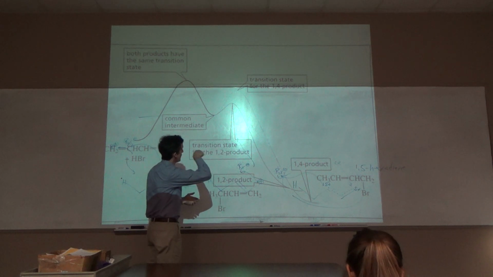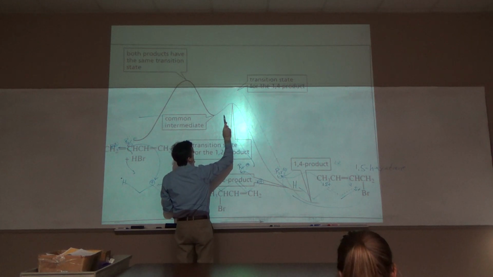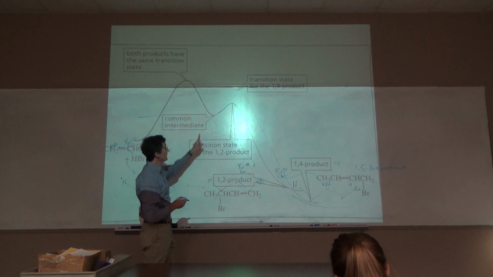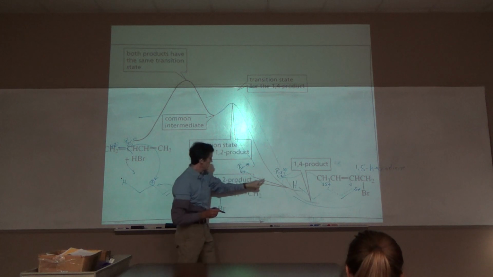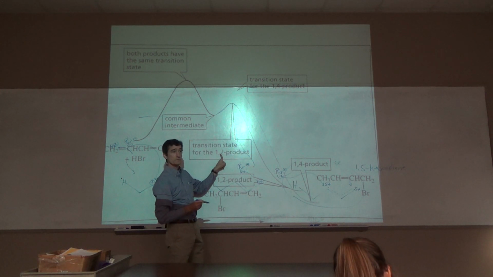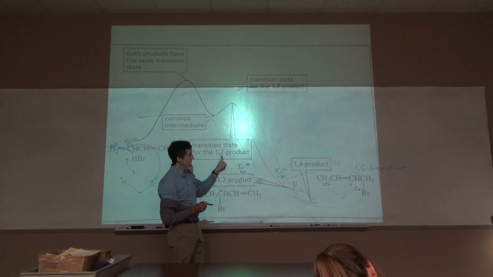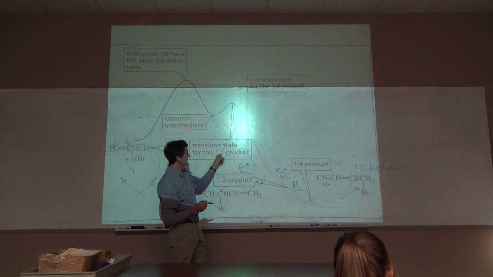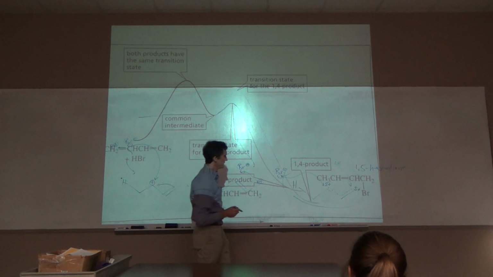So, which one's going to be easier to form? Well, this is the easier pathway, right? Lower energy. They're actually going to go this way. It's going to be easier to form. Uh-oh. The 1,2 is easier to form. But that ain't the most stable. First off, why is this easier to form? The answer is a proximity effect.